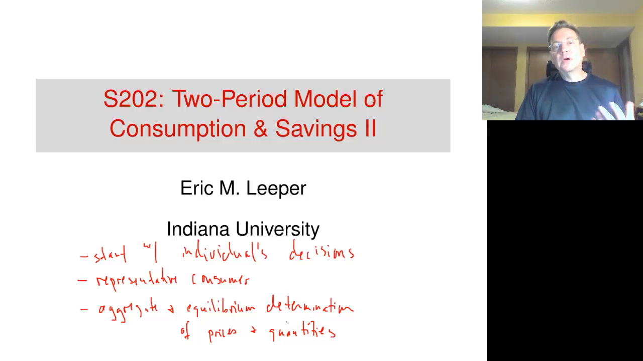So remember that in the context of this model, what we're going to determine is the equilibrium real interest rate, which then allows us to determine what the equilibrium amount of current consumption is versus future consumption. And of course, along the way, what savings is.